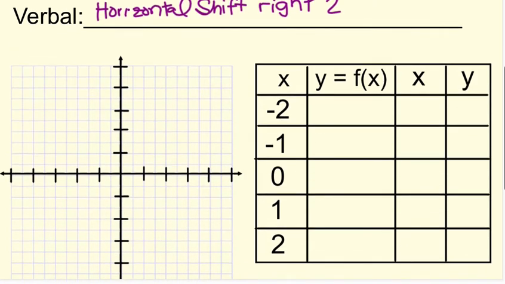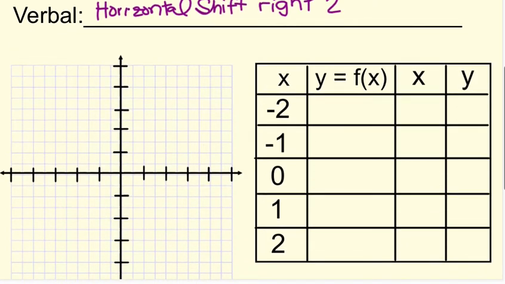our parent and then our transformation. So our parent we'll do in the blue, f of x equals the absolute value of x. And in the purple, g of x equals the absolute value of x minus 2. All right, what we have here in this first column are your domain values. We're going to stick with the same 5 numbers a lot throughout these problems. Negative 2, negative 1, 0, 1, 2.